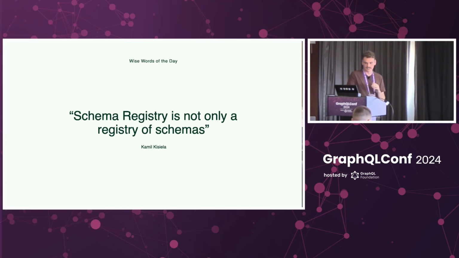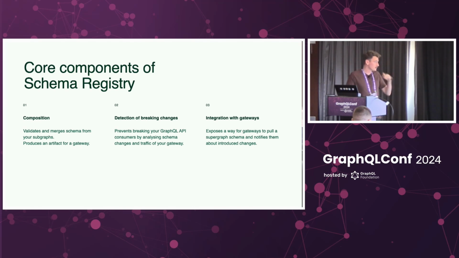It's also about that, but let me explain. So to me, those are the core concepts of a Schema Registry. First one is optionally composition, which handles the validation, merges the subgraphs into a supergraph, and provides an artifact for the gateway, right? The second, and for me, one of the most important parts, is actually detection of breaking changes. You want to prevent introducing new changes that will actually break your existing GraphQL consumers.